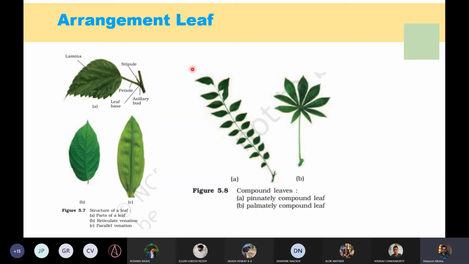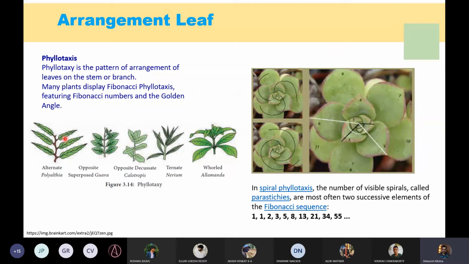Sometimes these arrangements are pinnate, pine-like arrangements, and often they are palmate, palm-like arrangements. That's how they are named. So these are the origin arrangements of leaves. We call it phyllotaxis. Often they assume a Fibonacci sequence.